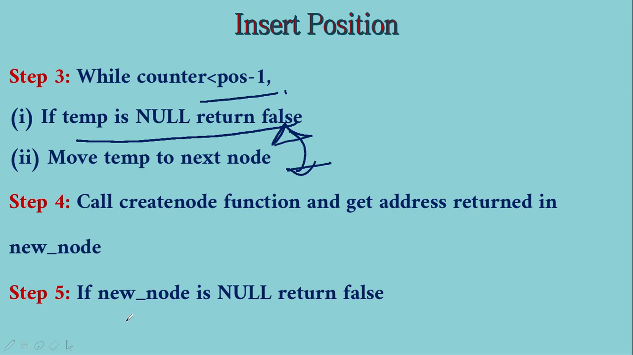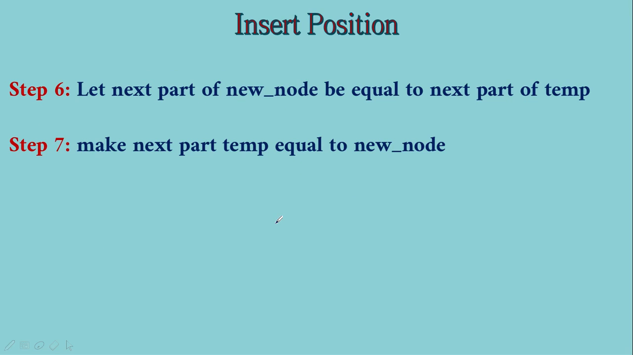Before proceeding, for safety you have to check whether memory is correctly allocated, right? So you are checking whether new node is null. If it is null, you are going to return false, otherwise proceed, and make the next part of the new node to be equal to the next part of the temp. That's what we were discussing, right? First of all, you have to make the new node to point to the next node, and then you will be making the node pointed by temp to point to the new node, right?